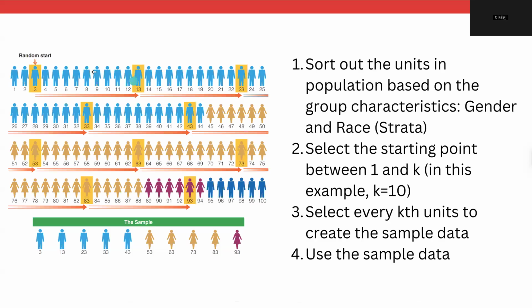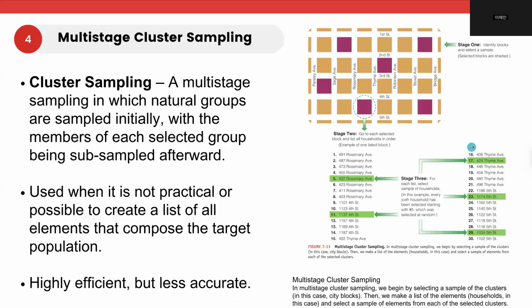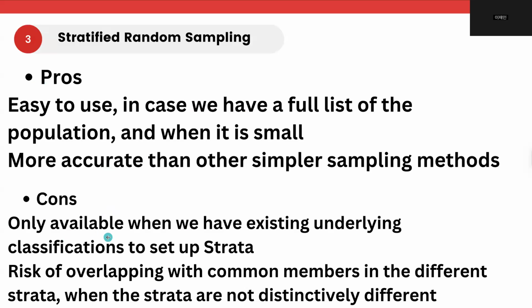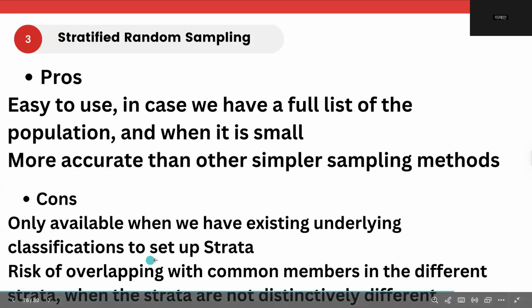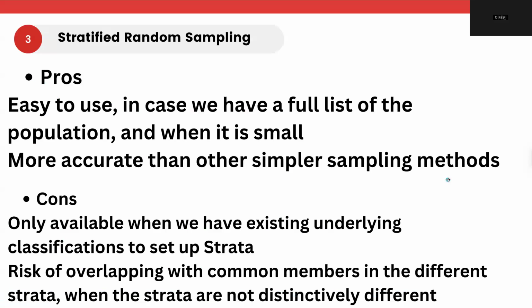So I mentioned that, okay, we have the information of everyone and the correct information, but usually this is not very available. Let's go to overlapping, when there are common members in the different strata, when the strata are distinctly different. So when the strata, I mean the standards, are not very qualified and useful and not perfectly accurate, the quality of stratified random sampling is not guaranteed.